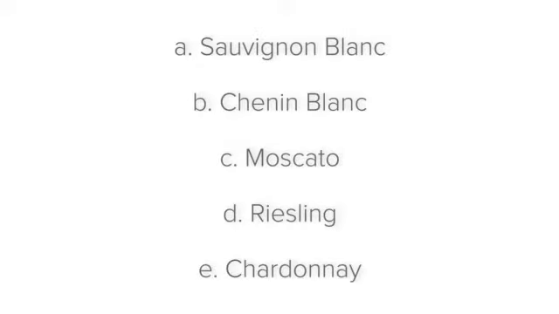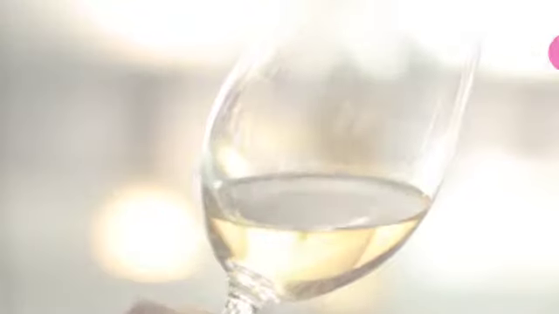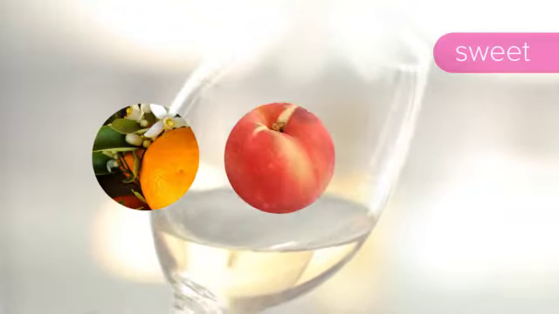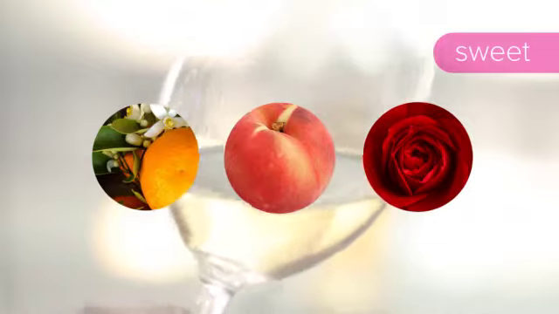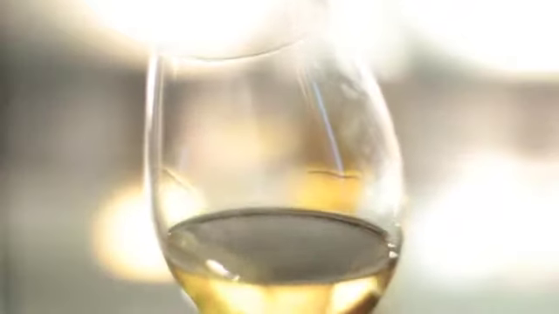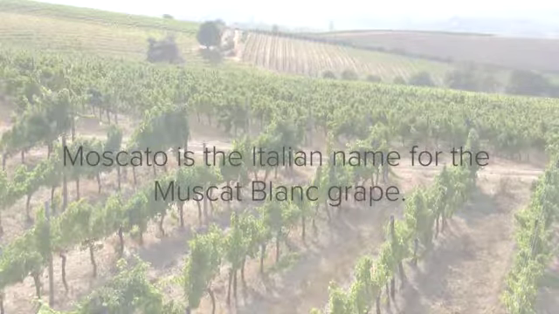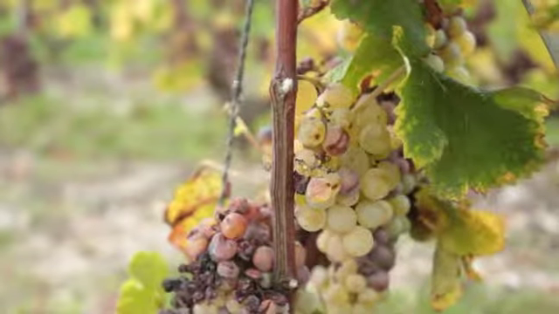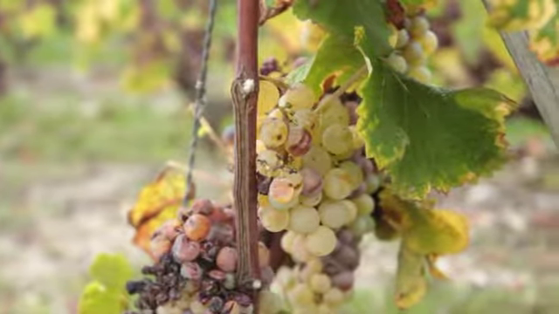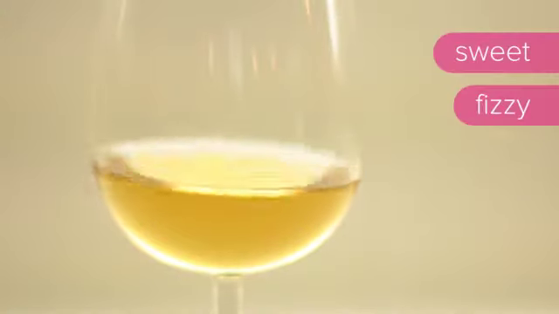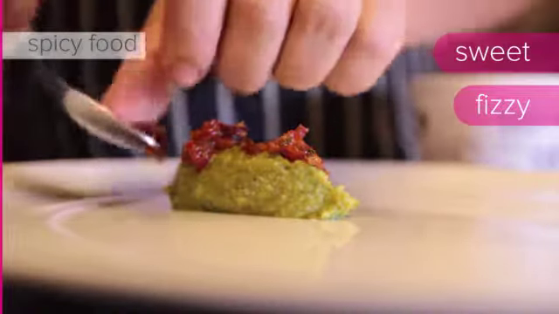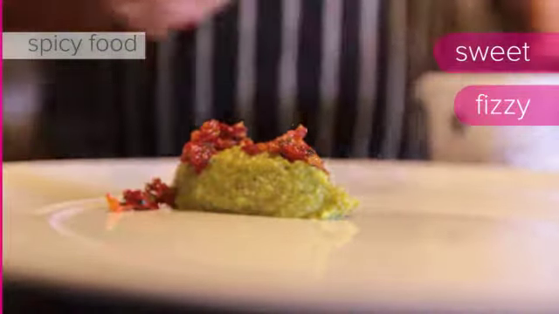Moscato. Moscato wine is famous for its sweet flavors of orange blossom, peach and rose petals. Moscato is the Italian name for the Muscat Blanc grape, one of the oldest cultivated grapes in the world. Generally sweet and sometimes fizzy, Moscato is a great wine to have with spicy food, as the sweetness complements the spice well.